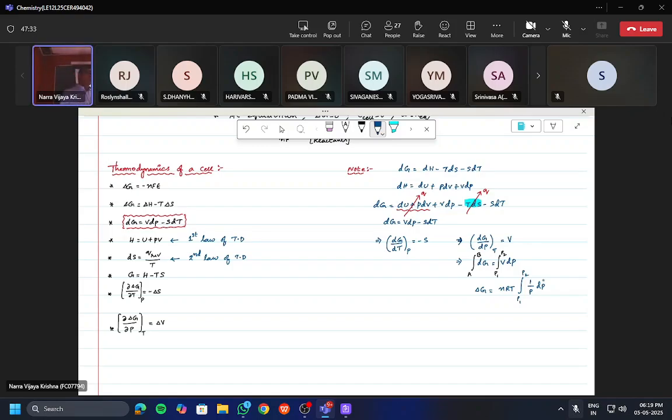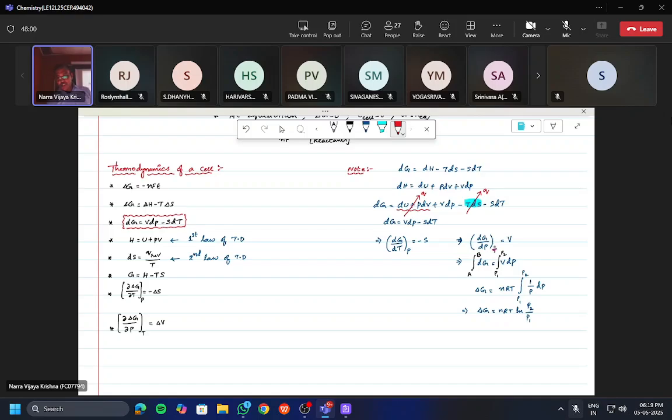So what will I write? Log P2 base e minus log P1 base e. Right? Or I will write it as log P2 upon P1. So this equation becomes nRT log base e P2 upon P1. Temperature is constant, right?